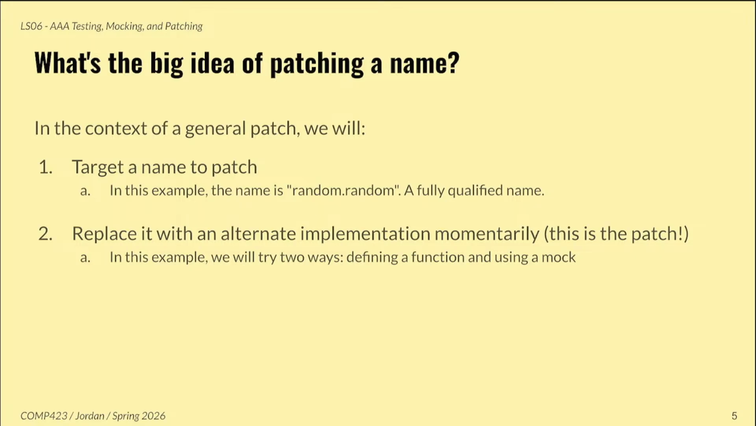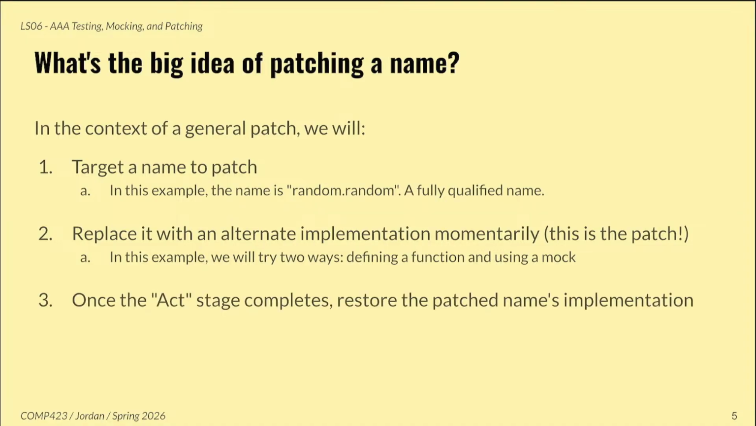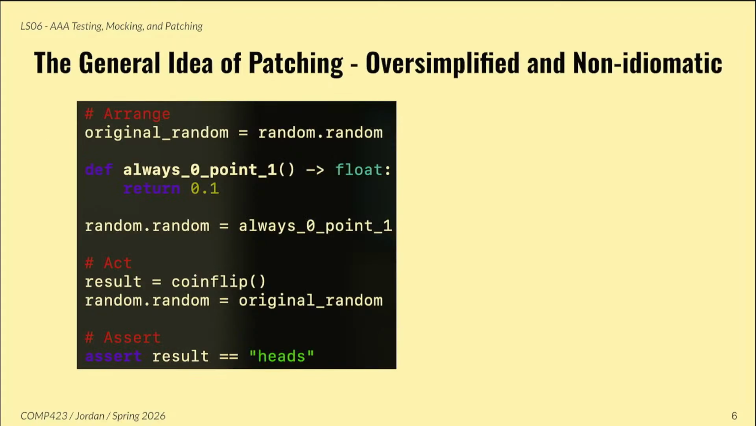We'll also take a look at how we might do it with a mock object, and that's not too difficult either. And then once we've gotten through the act stage of our test, and we only really do this for testing purposes, this isn't something you would expect to do in a program for the most part, but it's very common in tests, we'll restore that patched name with the original implementation. So let's take a look at this in pseudocode.